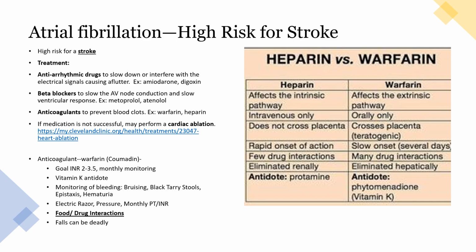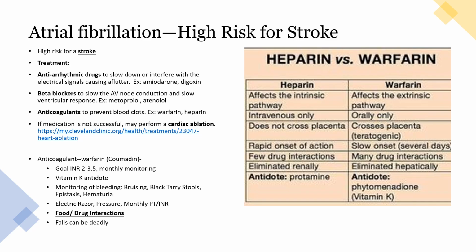How do we treat AFib? Again, we may use an antidysrhythmic. We may use a beta blocker to slow that AV node conduction, slow that ventricular response, and help to coordinate that electrical activity. We're going to be using anticoagulants. So if the medication's not successful and the patient continues to have a high rate of AFib, particularly ventricular rate, they may do a cardiac ablation.